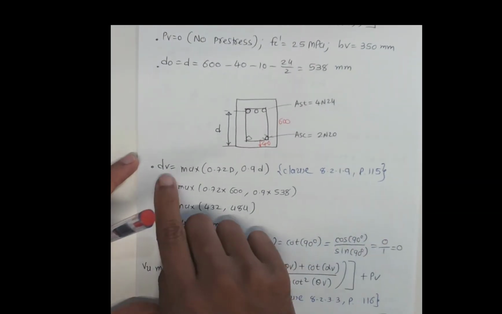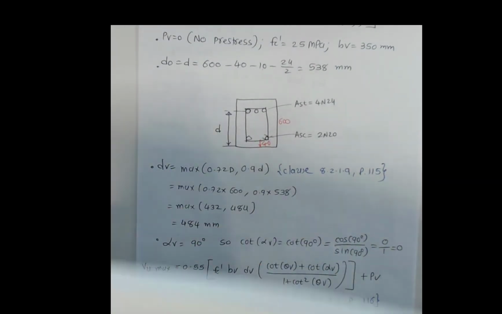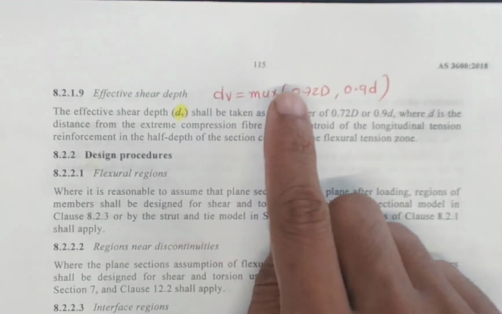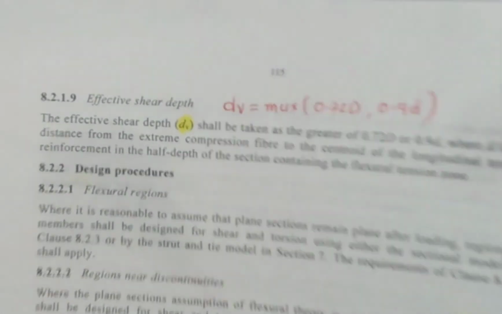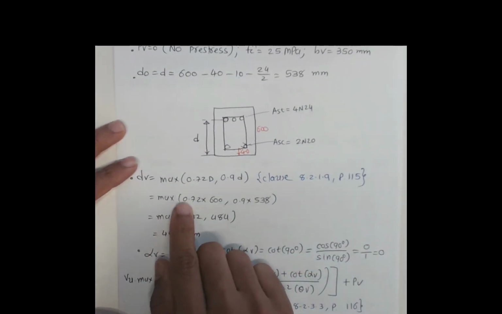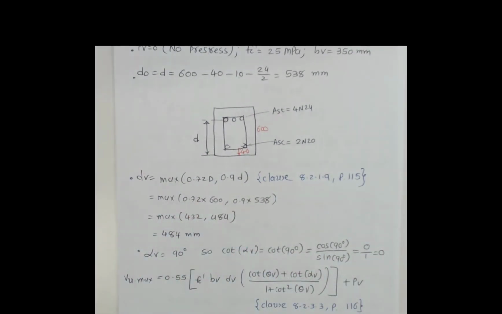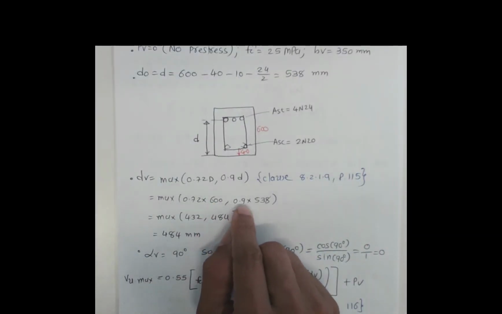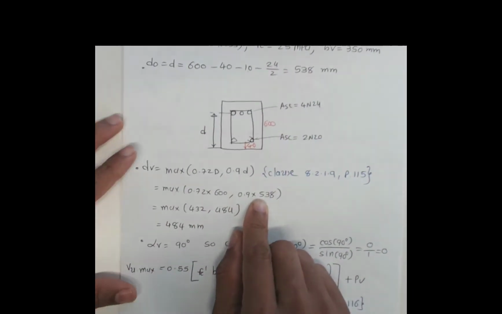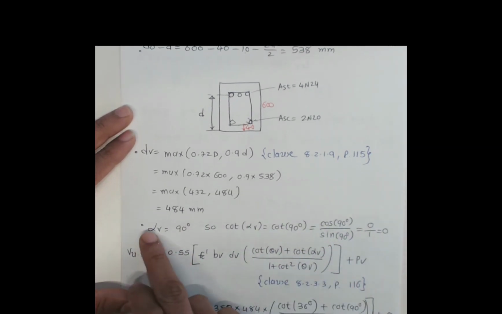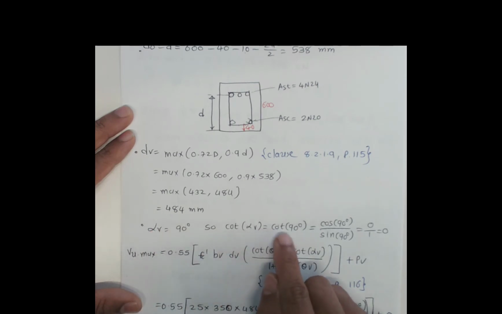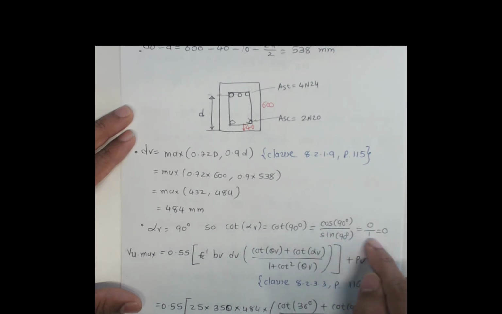So in that case we can calculate the effective shear depth, dV. Effective shear depth is given on page number 115. It is a maximum of 0.72d and 0.9d. So based on this we calculate 0.72d, where d is given in the questions, 600 millimeters, and 0.9d0, where we calculated 538 millimeters. Maximum of 432 and 484 gives us 484. We have perpendicular reinforcement, so alpha v is 90, so cot alpha v equals cot 90, cos 90 over sin 90, 0 over 1, gives 0.